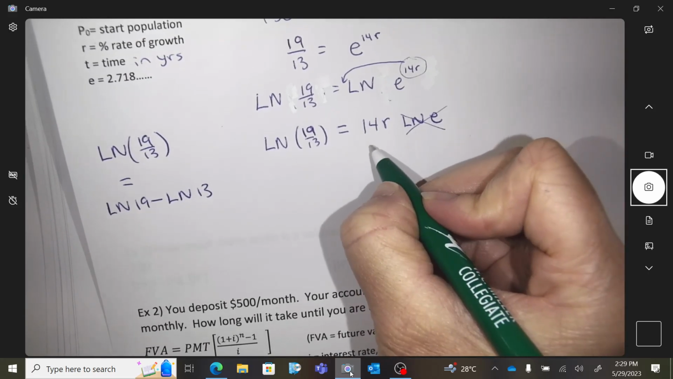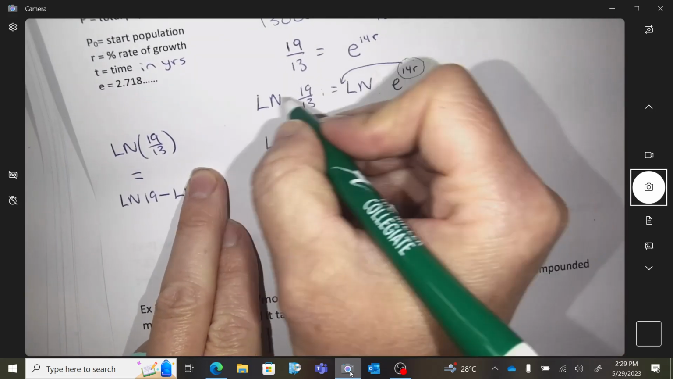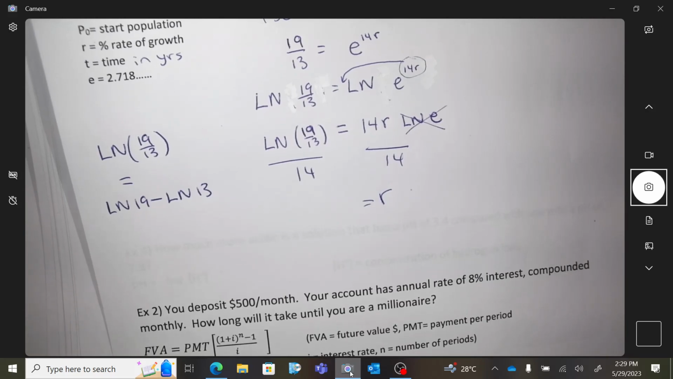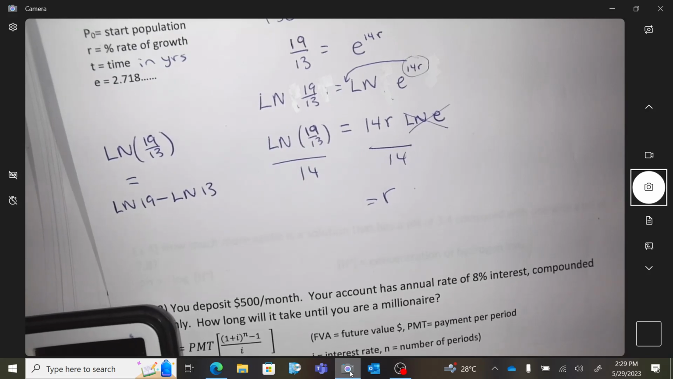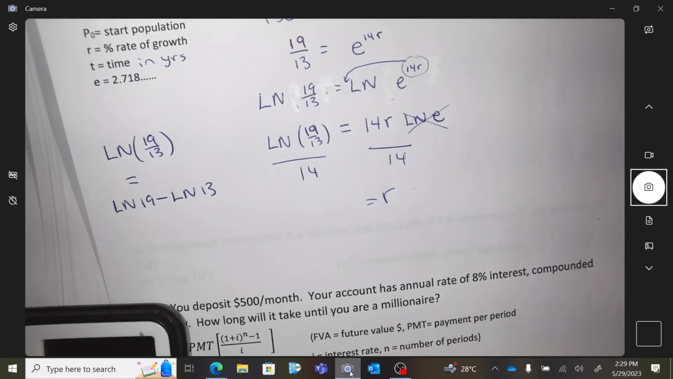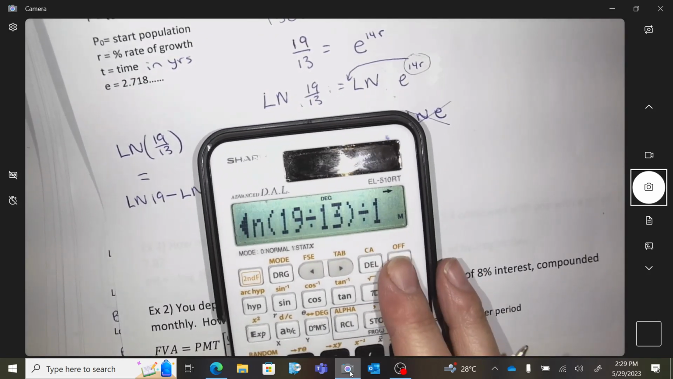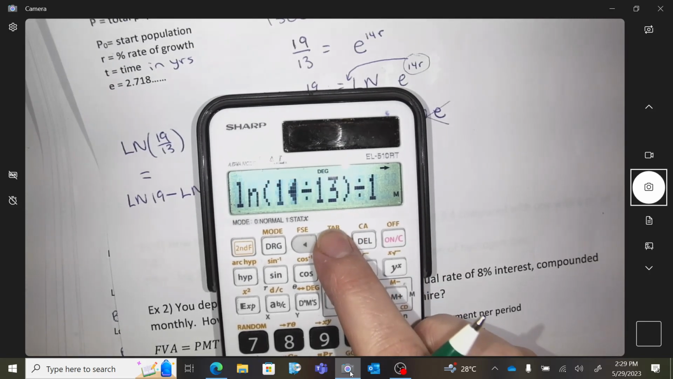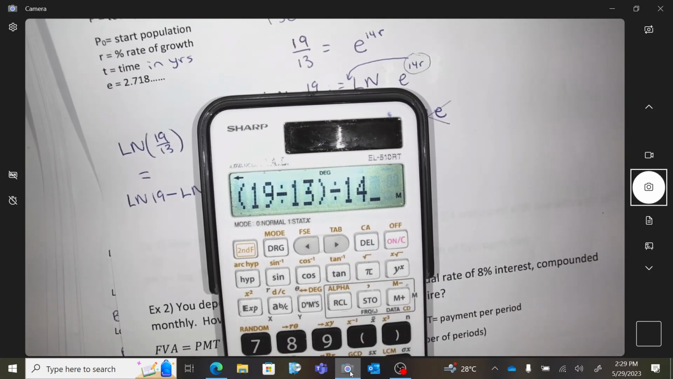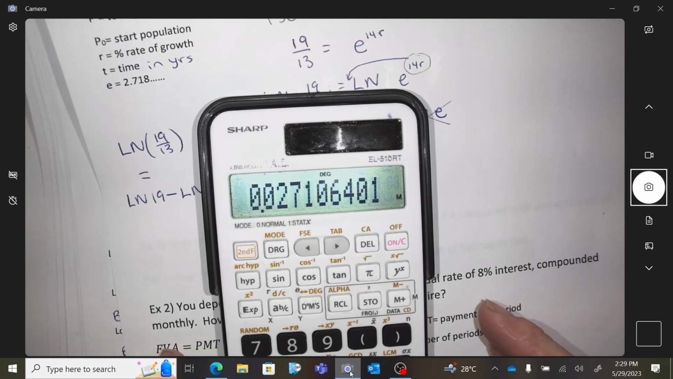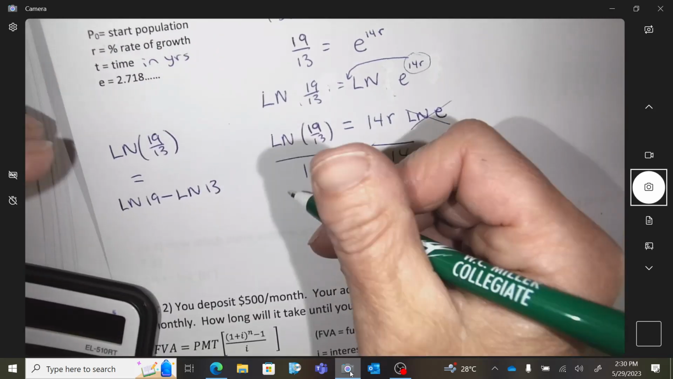Now what? I'm going to divide by 14. So R equals, and now here's my calculator type. Okay? See if we can get there. So you can see me doing my brackets, ln of 19 over 13, that's in brackets. Divide by 14. Okay, do not take that out of your calculator, by the way, because we need it.